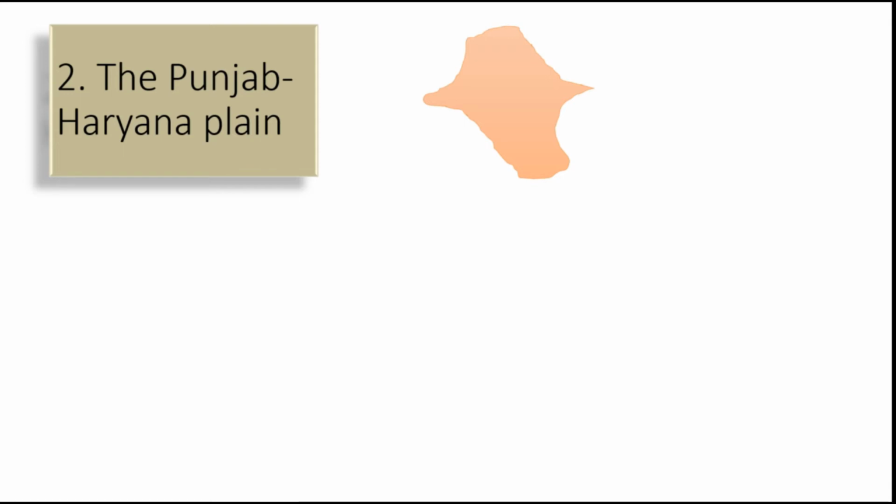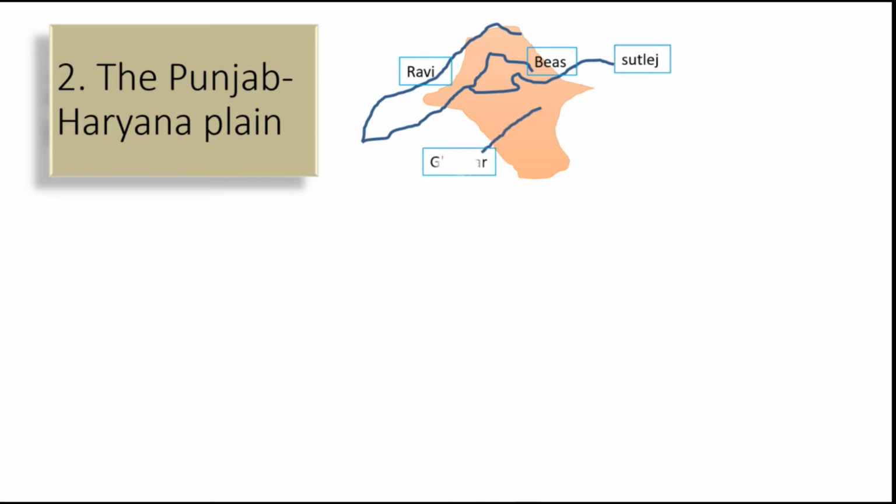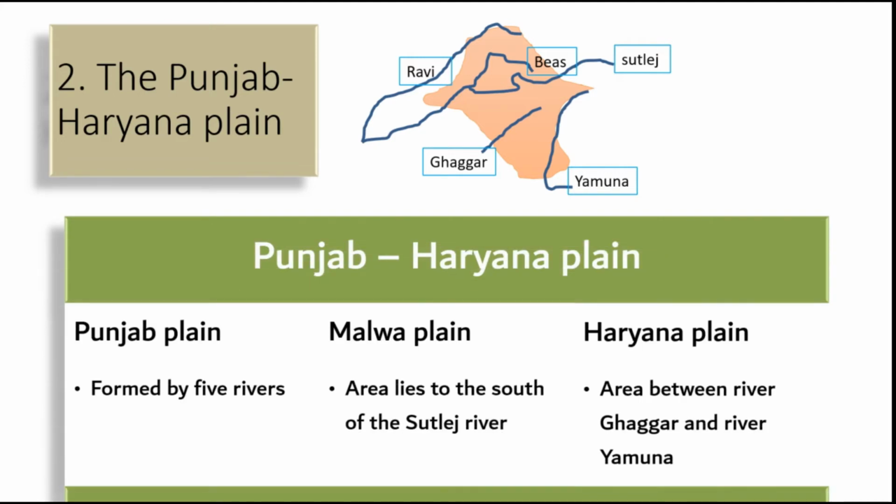The major rivers draining through the Indian part of the Punjab Haryana plain are the river Ravi, Beas, Satluj, Ghaggar, and Yamuna. Based on these rivers, the Punjab Haryana plain is classified into three: Punjab plain, Malwa plain, and the Haryana plain. The plain which is formed by the tributaries of Indus is the Punjab plain. Then the plain which lies to the south of the Satluj river is the Malwa plain. And the area between the river Ghaggar and the river Yamuna is the Haryana plain.